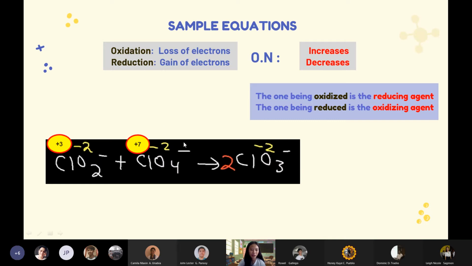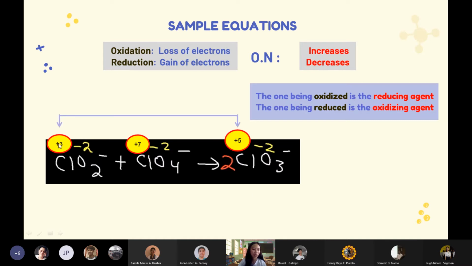Now for the chlorine in the perchlorate ion: -2 for the oxygen times 4 is -8. For us to have -1, we should have +7. Disregard the coefficients, it doesn't matter, since this is already balanced. Now, -2 for oxygen times 3 is -6, so +5 minus 6 is equal to -1.